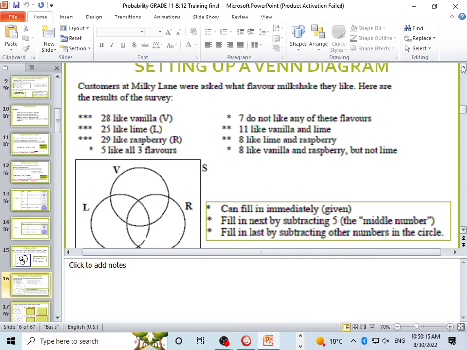Okay. Now when we want to make our own Venn diagram, we have to be careful. If we look at the first part of information, it says 28 like vanilla. Can I go and put a 28 there? Yes or no? Why not? You are right, you cannot put a 28 there, but why not?